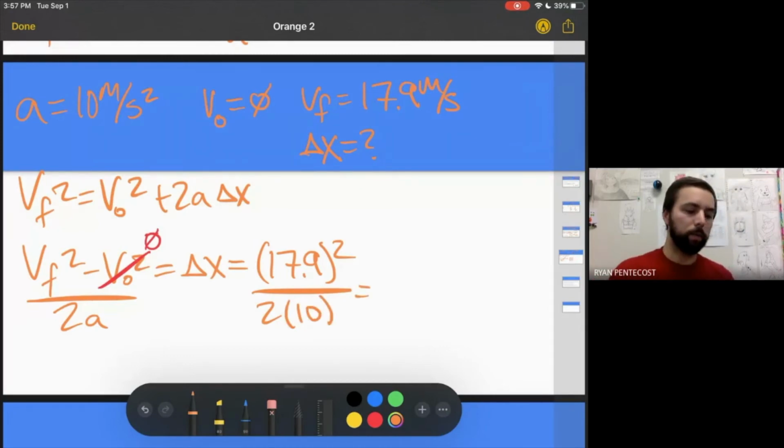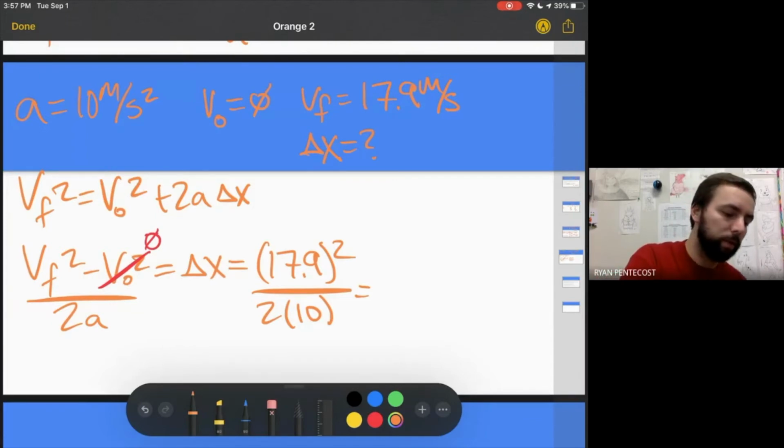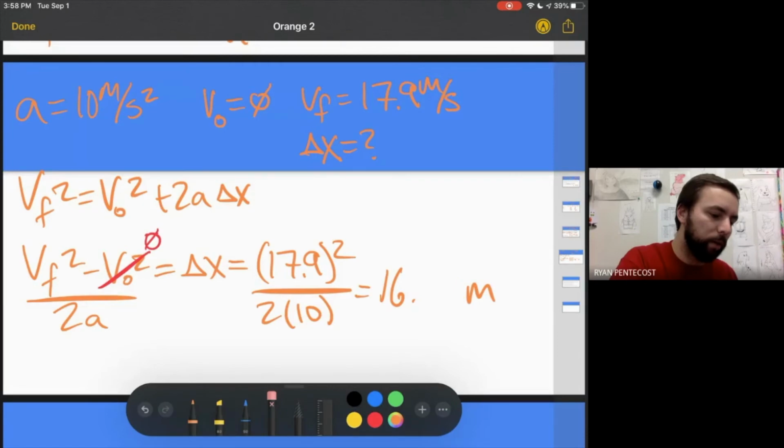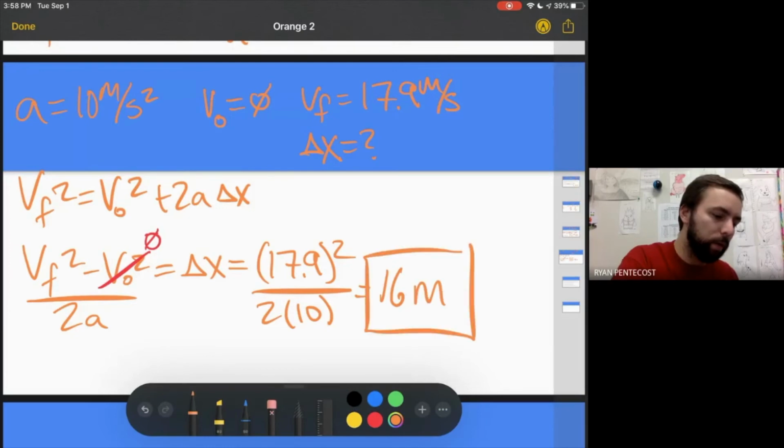That I will not attempt in my head. We've got 17.9 squared divided by 20 is 16.0205. That's too specific for this, so we will use 16.02 meters. And honestly, I don't think any of our numbers are that precise in this problem. We can't even use 0.02. That's not even an accurate use of our sig figs. So our answer is going to be 16 meters.